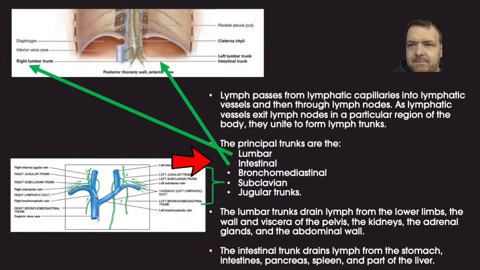Okay. So the principal trunks are the lumbar, the intestinal, the bronchomediastinal, which is to do with your thorax, so the thoracic region, the subclavian, underneath the clavicle, and then your jugular trunks, which are to do with your head and neck. Okay, so each section of the body has different trunks, which then collect the lymphatic fluid.